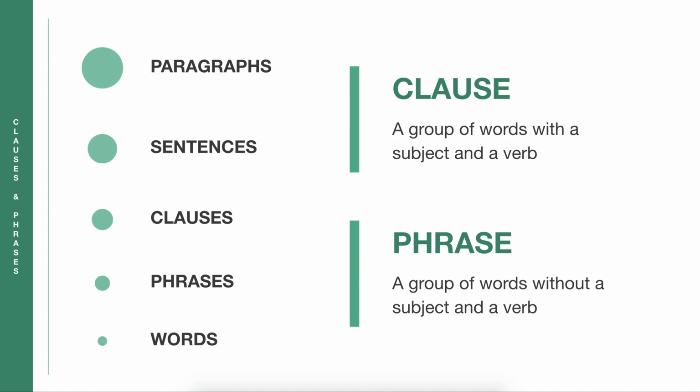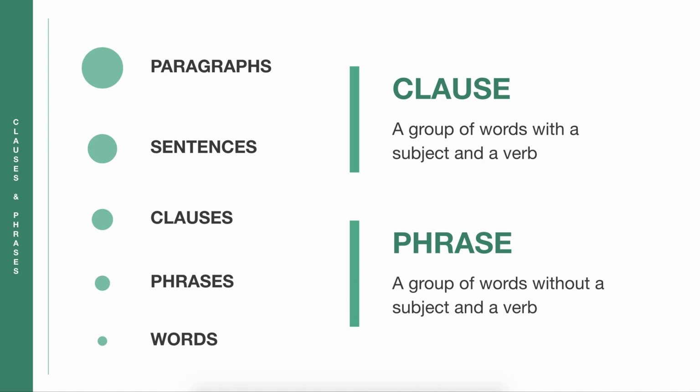Just one word. That is the smallest unit that we'll talk about today. Above that, though, we have phrases, and phrases are simply a group of words that work together. Now, phrases do not have a subject and verb in them. They're just two or three words that kind of go together. Clauses, on the other hand, are a group of words that do have a subject and verb. So they're similar to a phrase, but they have someone who is doing something.